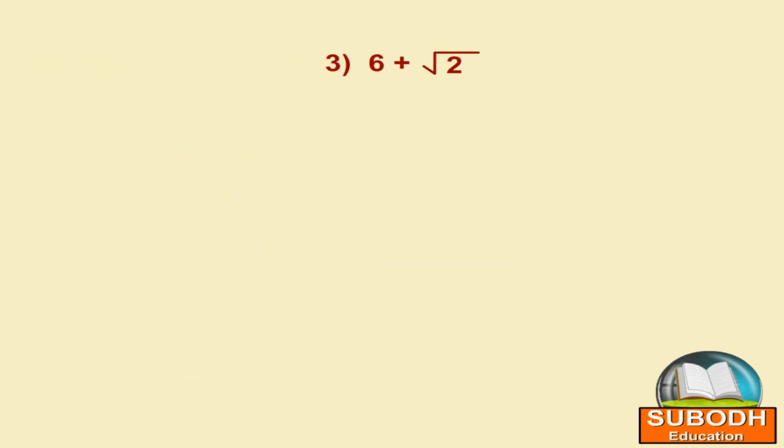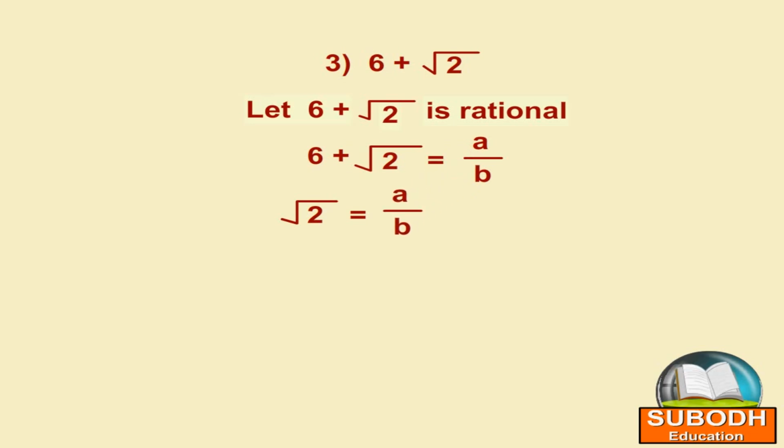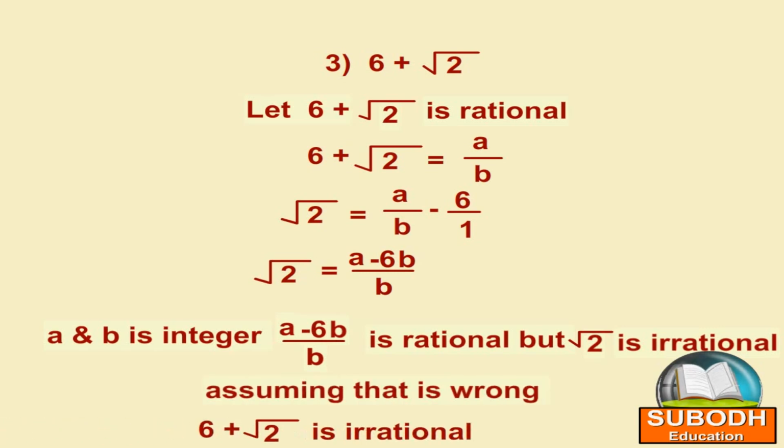Example third, 6 plus root 2. Let 6 plus root 2 be a rational number. Therefore, 6 plus root 2 let be a by b. Root 2 is equal to a by b minus 6. Transferring plus 6, we get minus 6. Root 2 is equal to a minus 6b by b, taking the common denominator b, cross product a into 1, a minus 6 into b, minus 6b. A and b are integers. Therefore, a minus 6b by b is rational, but root 2 is irrational. Left hand side irrational, right hand side rational. Our assumption is wrong. Therefore, 6 plus root 2 is an irrational number.